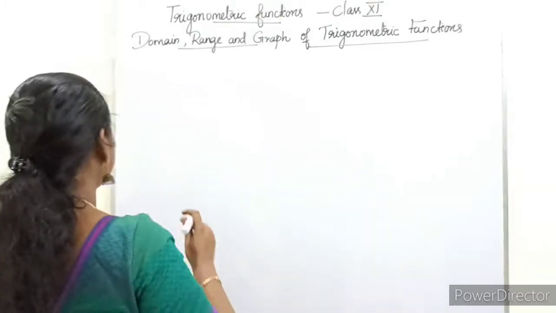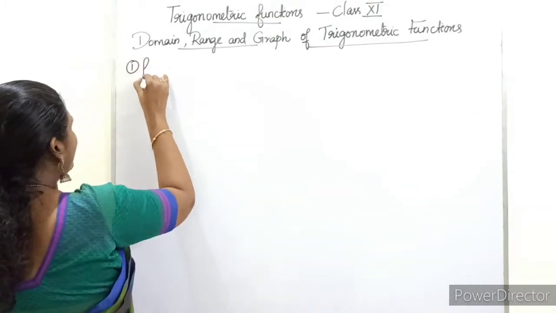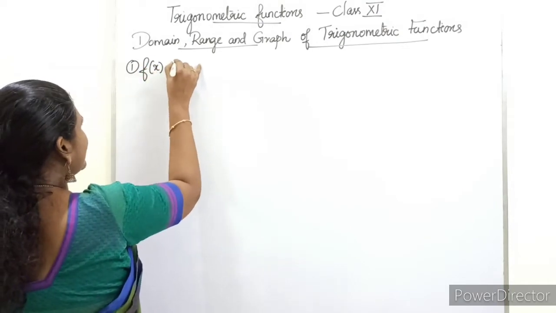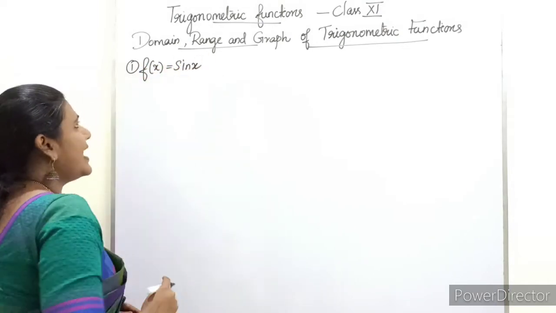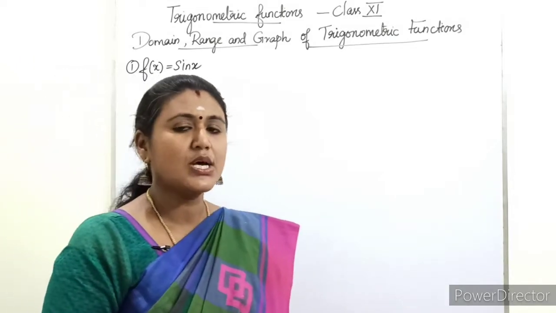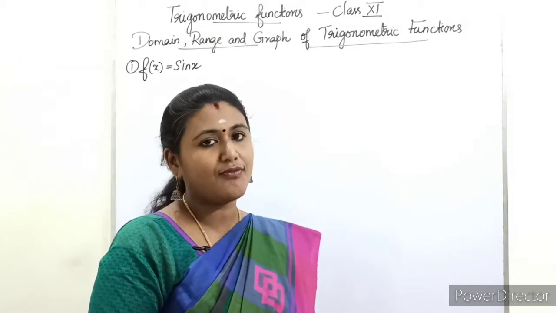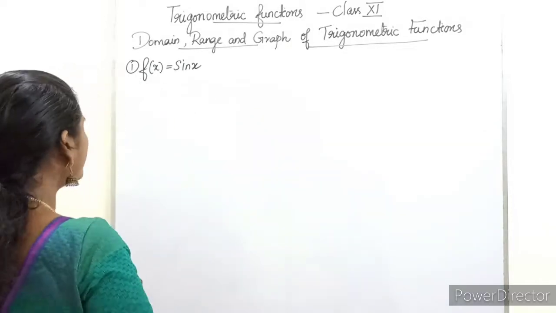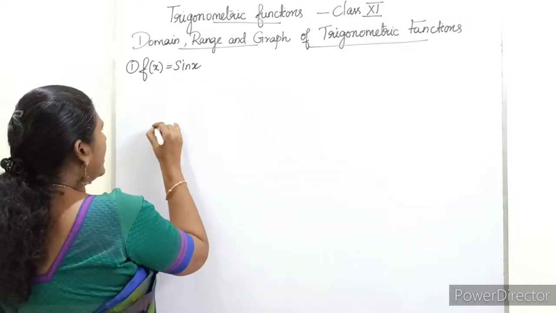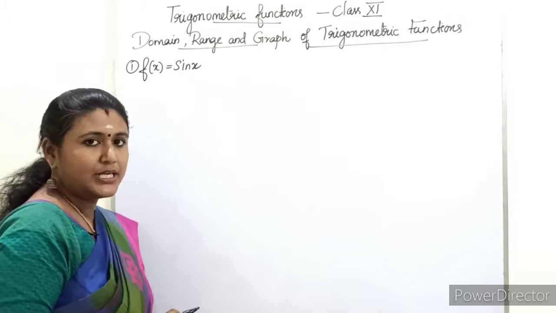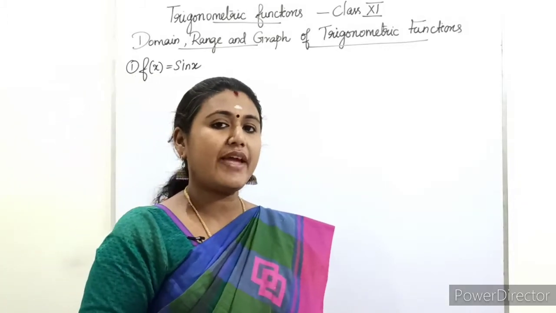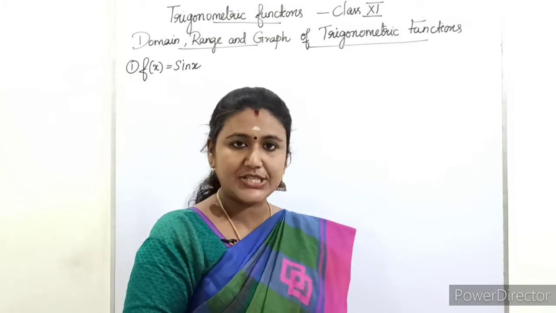So the first function is f of x is equal to sin x. First trigonometric function is f of x is equal to sin x. So we are going to see what is the domain, range and graph of sin x. So here, what do you mean by domain actually? Domain is the values of x for which the function is defined.